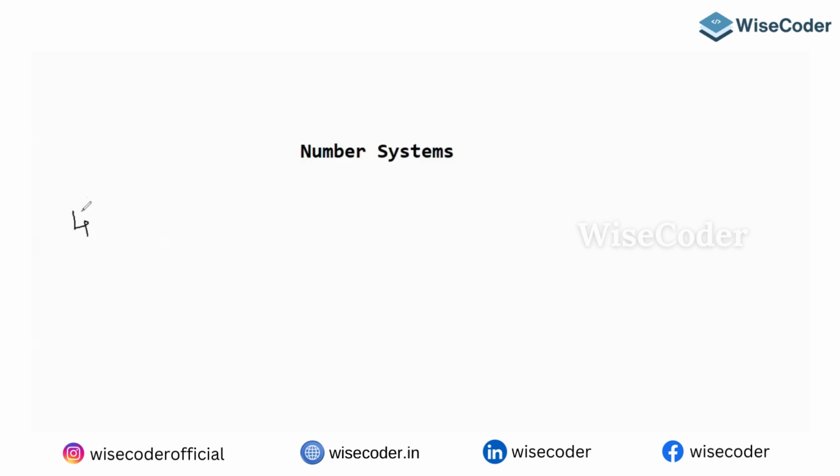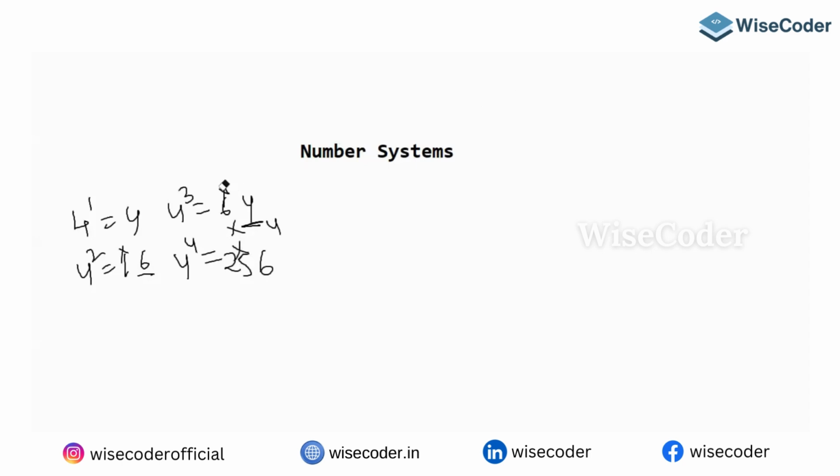Next, 4. 4 power 1, 4. 4 square, 16. So unit digit is 6. 4 cube is 64. Unit digit is 4. 4 power 4 is 64 into 4. 4 4s are 16. I don't bother about the remaining number. 256 you are going to get. I don't bother about the 2 and 5, only the unit digit. So what is the unit digit you are getting? The unit digit is nothing but 4, 6, 4 and 6.